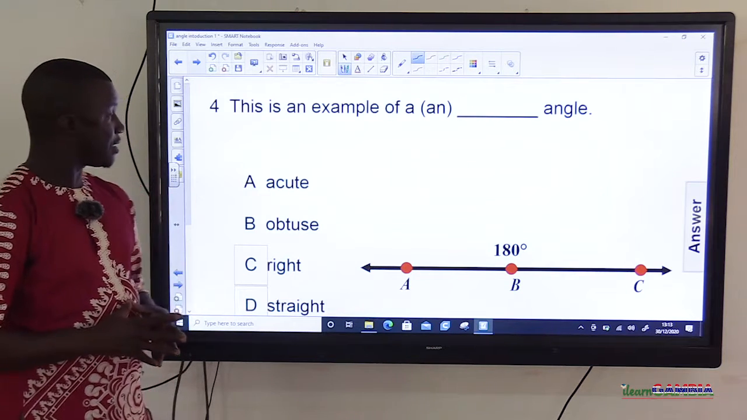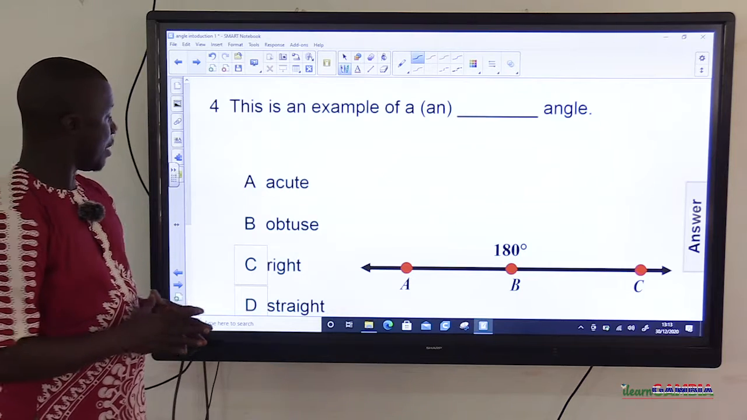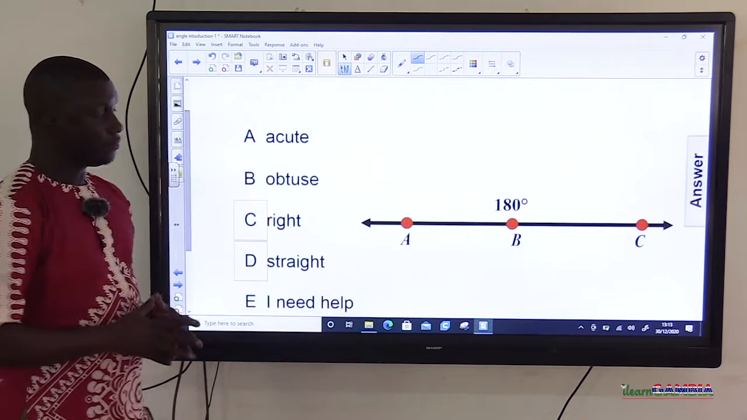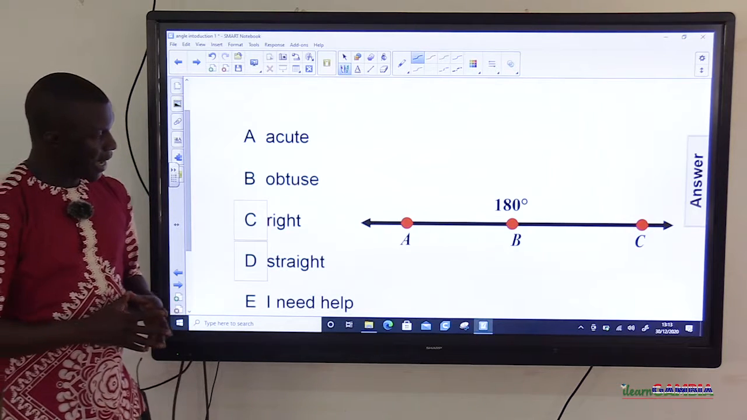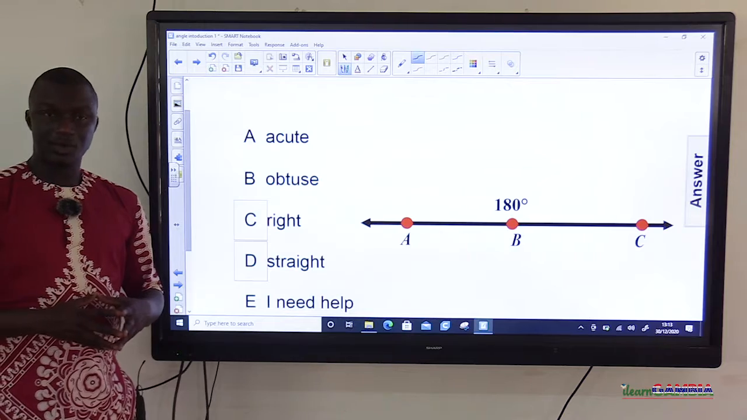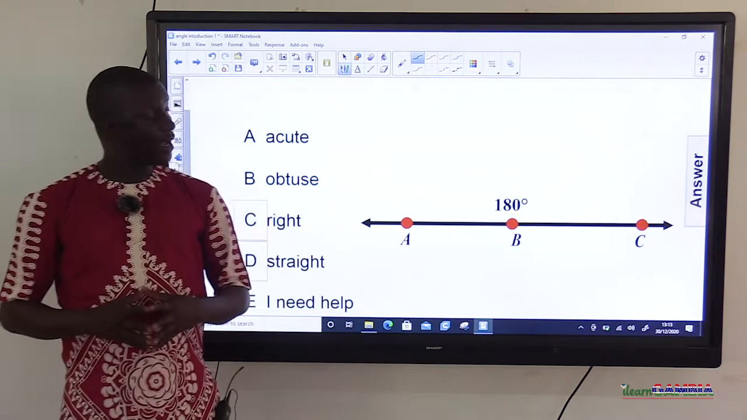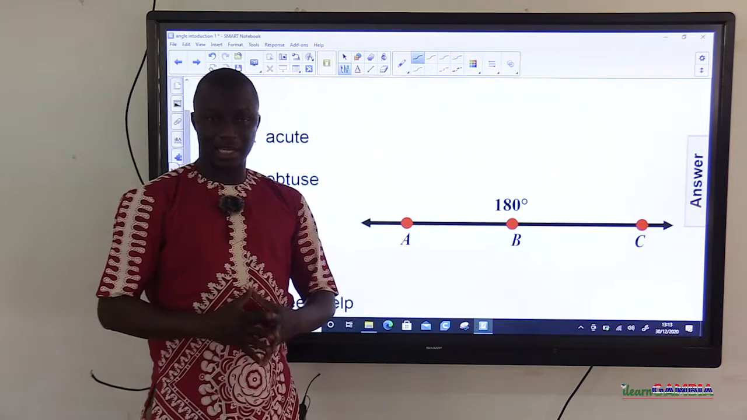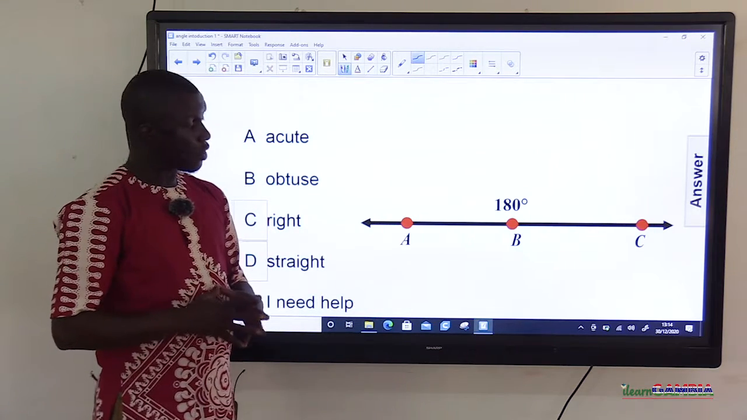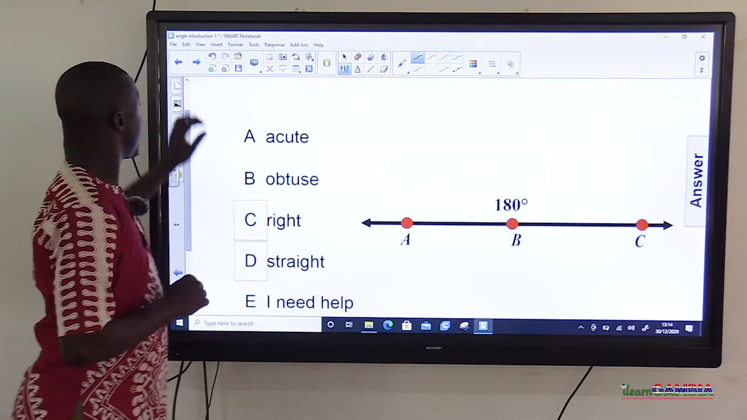Another example here reads, an example of which angle? Acute, obtuse, right, straight, okay? As we can see, angle ABC is a straight angle, or a straight line, and the angle measures 180 degrees. So therefore, we say this is a straight angle, or a straight line angle.